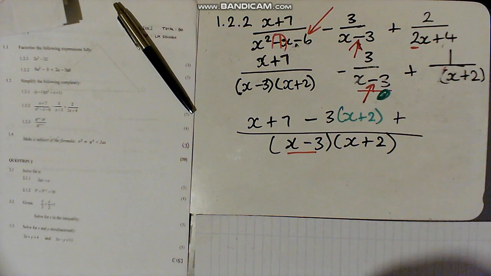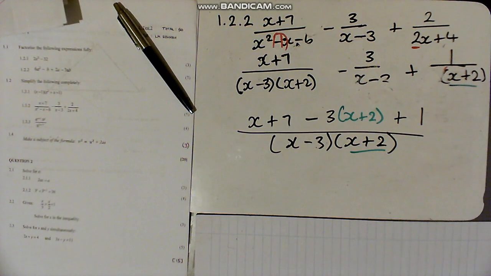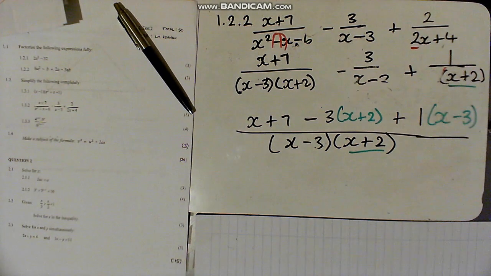We will multiply the numerators by all the denominators that we don't have. So if you look at it, the next one we have x plus 2. Which one don't we have? We don't have x minus 3. We do have x plus 2. So we'll multiply the numerator by the one we don't have, which is x minus 3.